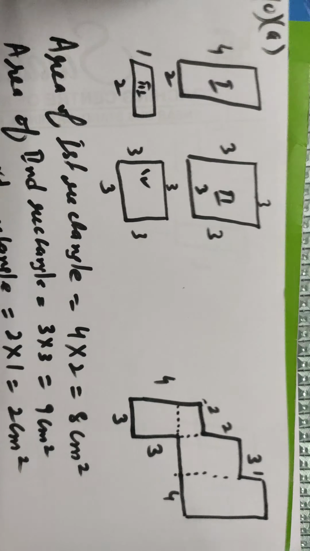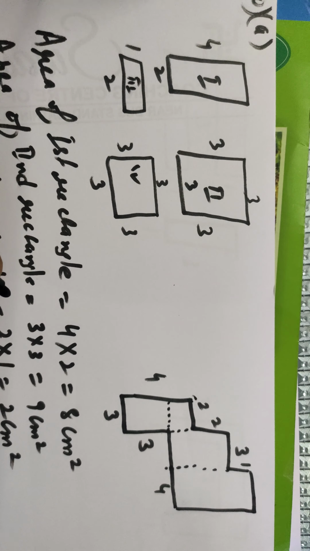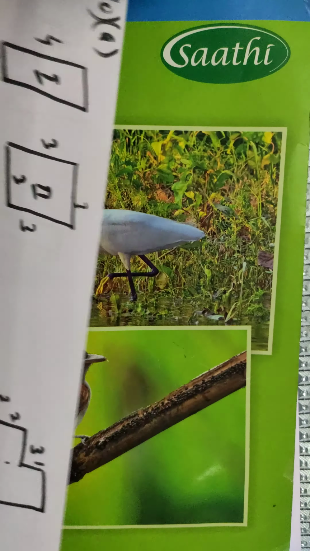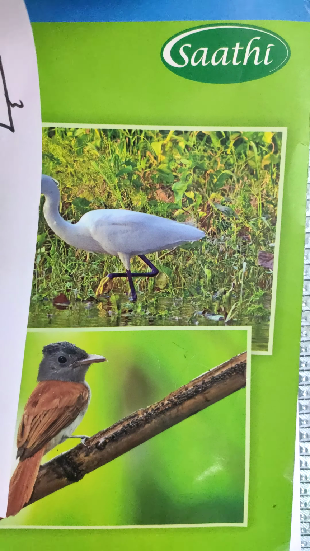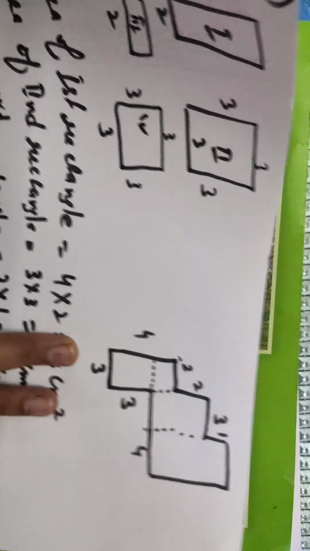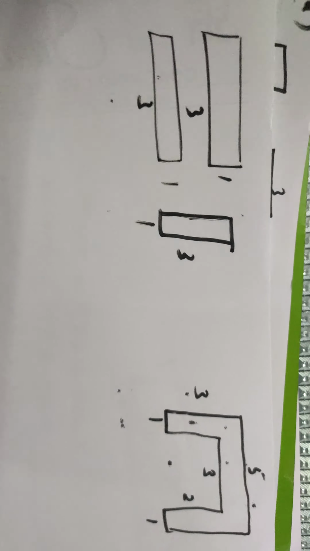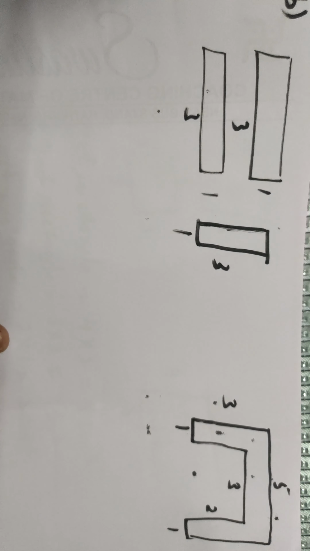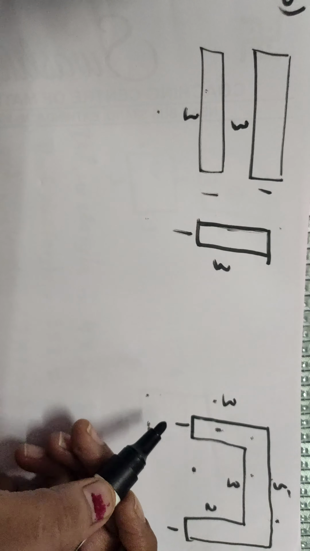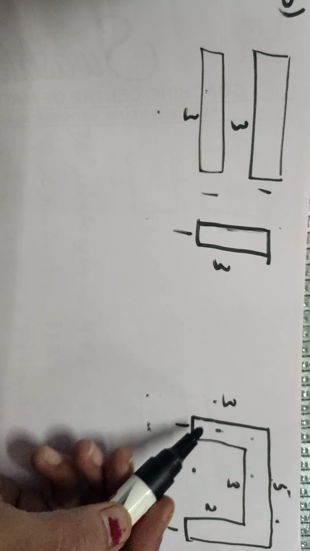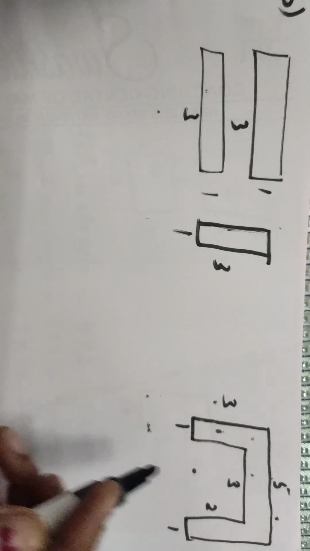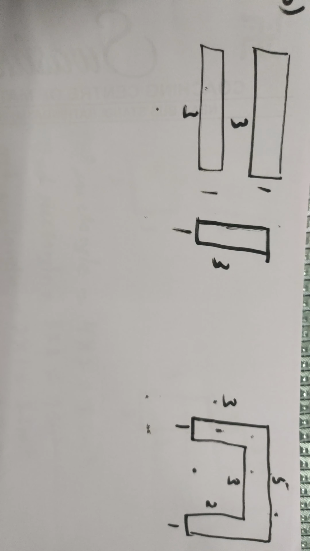Now come to B part. In the B part we are given this figure, and in this figure we are having the sides 5, 3, 1, 1. Now see, we are having this figure and we have to divide it into rectangles.